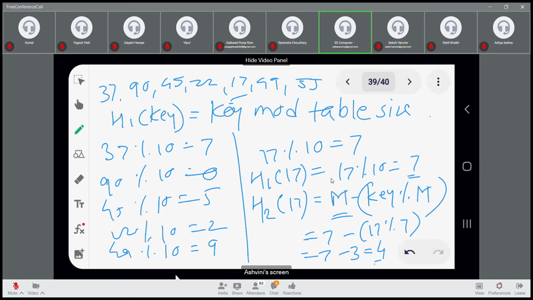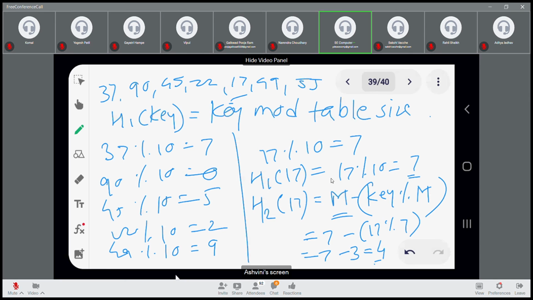That means you need to take the 4 jumps. In short, we have to take the 4 jumps to place 17. Got this? Is it clear? You have to take the 4 jumps. 4 is not the index. Just remember this thing.